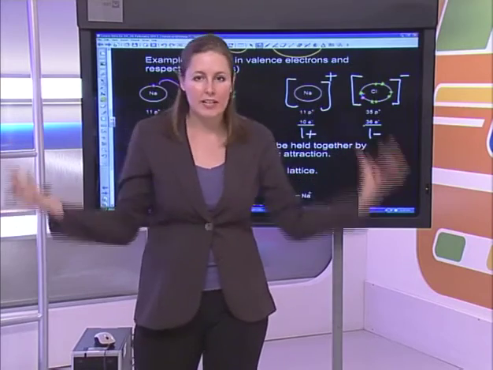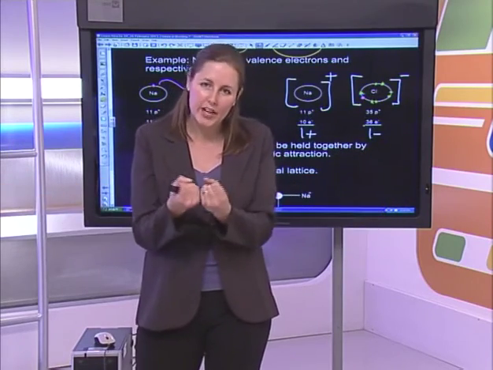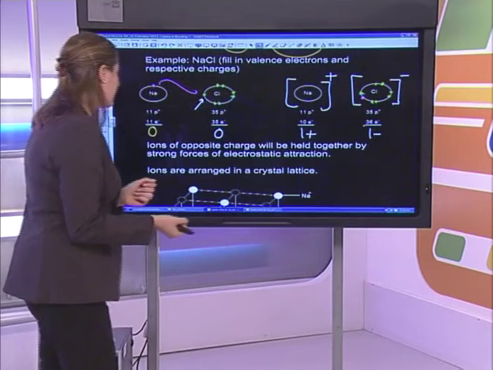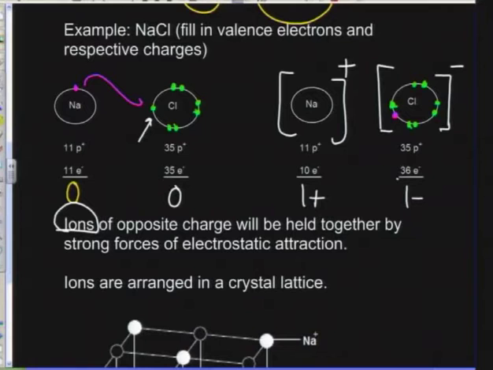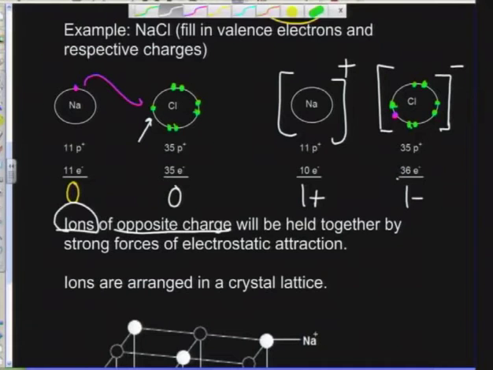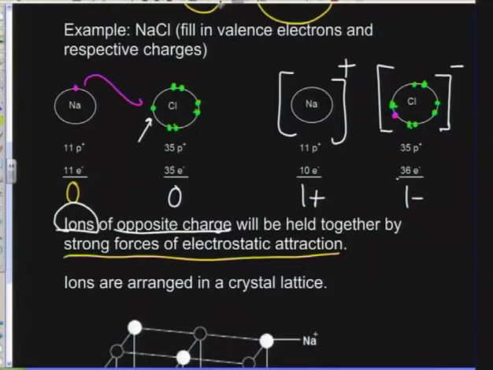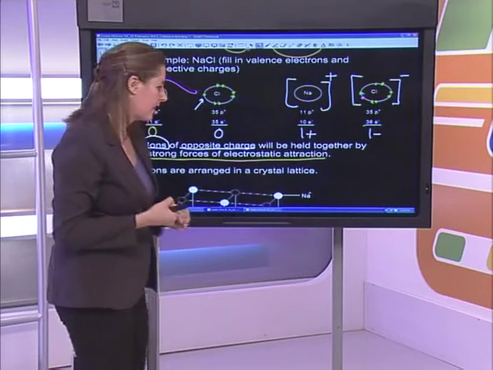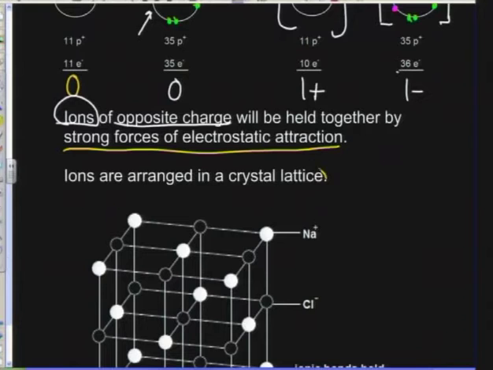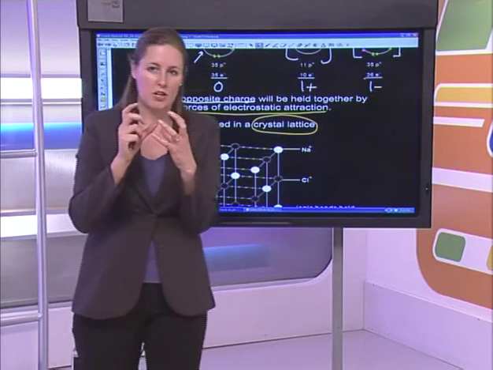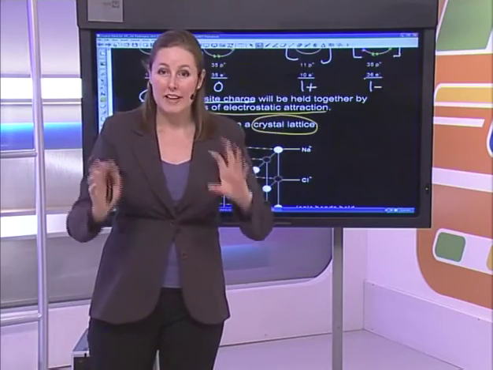One is positive, one is negative, and they're going to be attracted towards one another. So those ions, charged particles, because they're oppositely charged, will be held together by strong electrostatic forces of attraction. Very important, because they're oppositely charged, they pull together and attract. And those ions are arranged in what we call a crystal lattice. Now, a crystal lattice is a regular arrangement of particles in a repeating pattern.